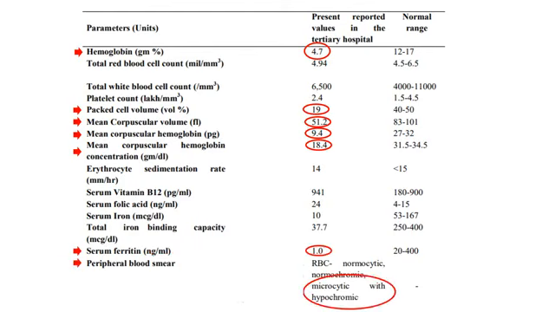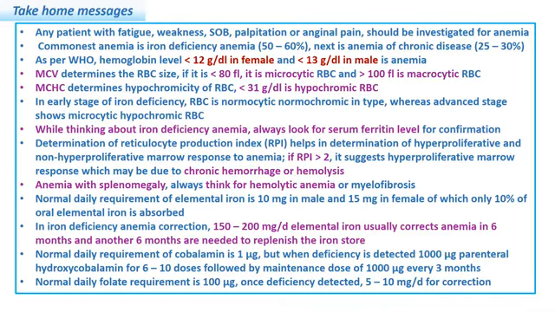Peripheral picture: microcytic hypochromia. From the above discussion, we can say that MCV is low, MCH is low, MCHC low. MCV low means it is microcytic, MCH and MCHC low means it is hypochromic, and serum ferritin is low. So this is a case of iron deficiency anemia. As the picture also shows, there are microcytic RBCs. Take home message: any patient with fatigue, weakness, shortness of breath, palpitation, or anginal pain should be investigated for anemia.